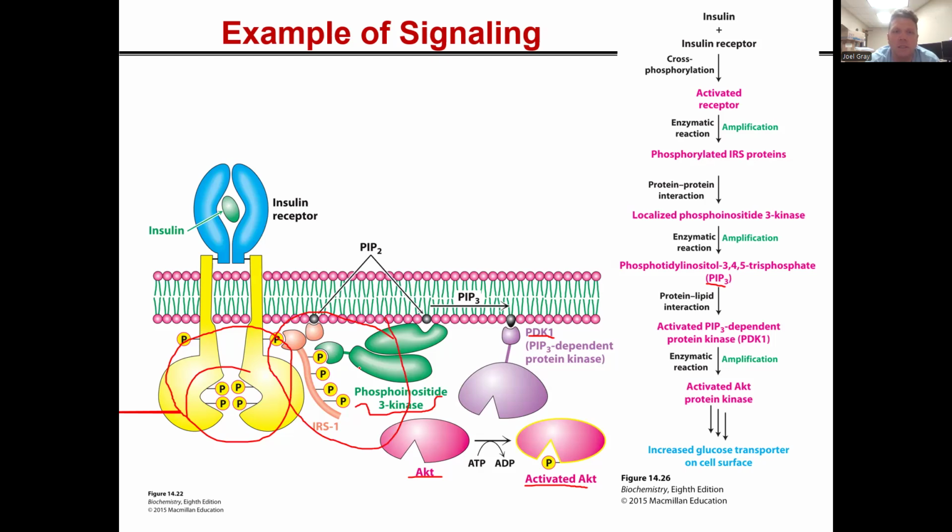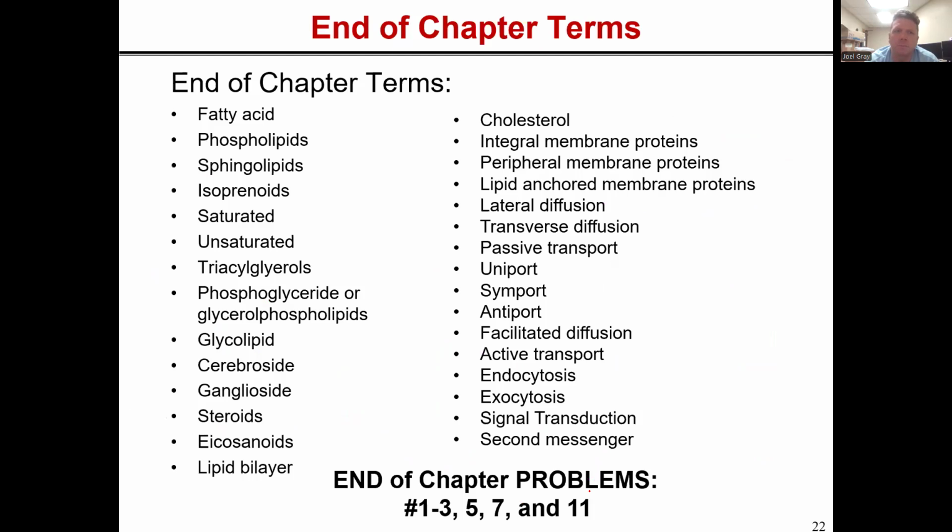IRS1 protein is stimulated by the receptor to amplify that signal, to basically say, hey, insulin is here, let's get activated. This activated AKT goes on to activate glucose transporters and basically stimulate a response. Hey, there's a bunch of glucose around, we've got to take care of it.